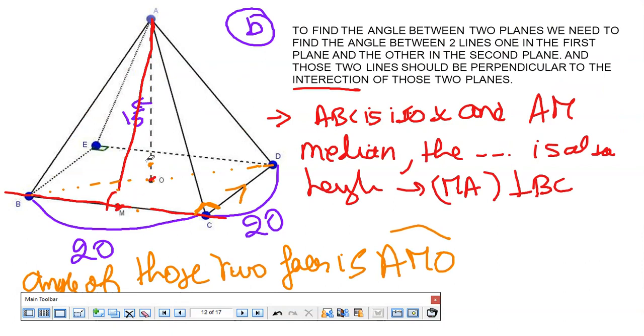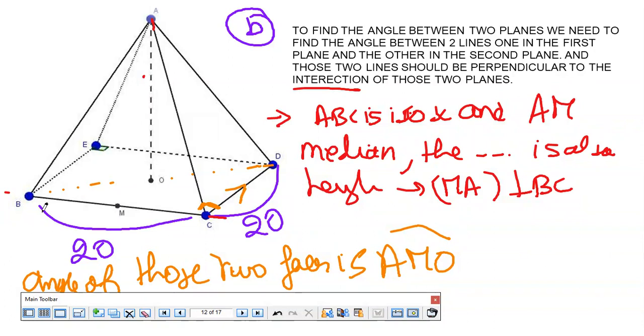And those two lines should be perpendicular to the intersection of those two planes. First step, what I need to do is to find the intersection of those two planes. I can see easily that the intersection of those two planes is what I'm erasing to have it more clear, and then we can work with it. So the intersection of those two planes is BC.